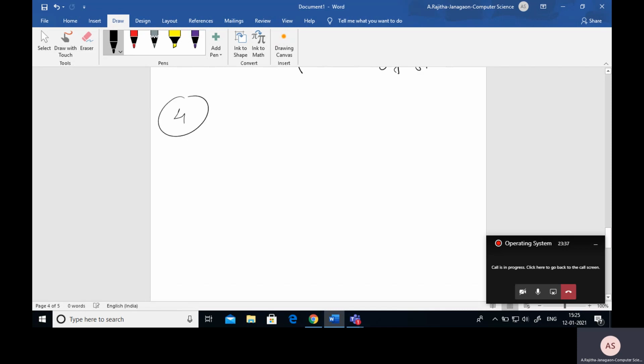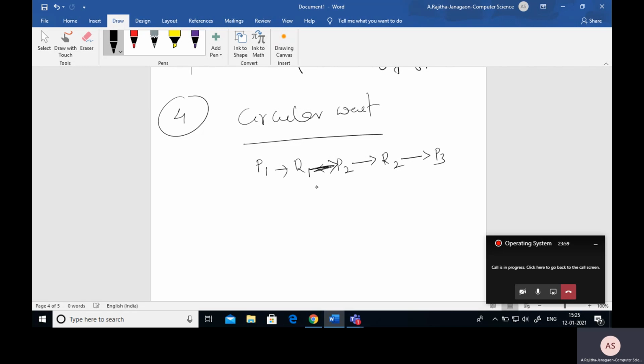Next, the fourth necessary condition is circular wait. So what is circular wait? The P1 process tries to access some resource R1, which is already used by P2. The P2 process tries to access the R2 resource, which is already held by P3. Like this, the P3 process tries to access some resource R4, which is already held by another. This is called circular wait. To remove this, if there is no circular wait, then there is no deadlock. No circular wait, no deadlock.